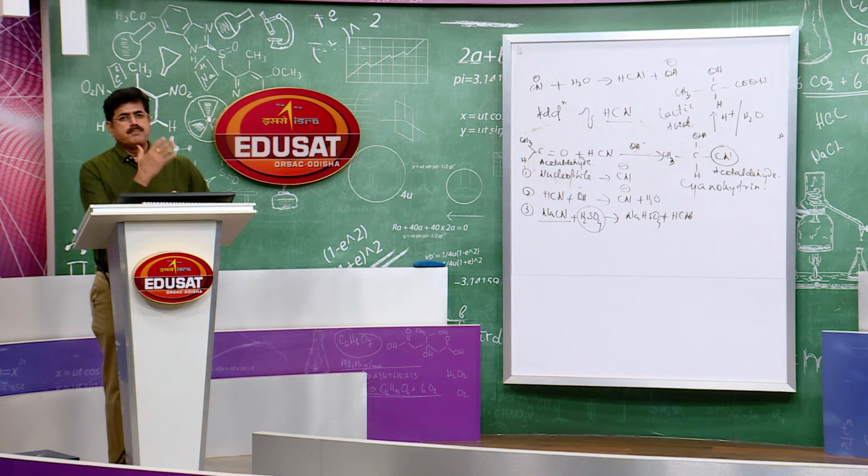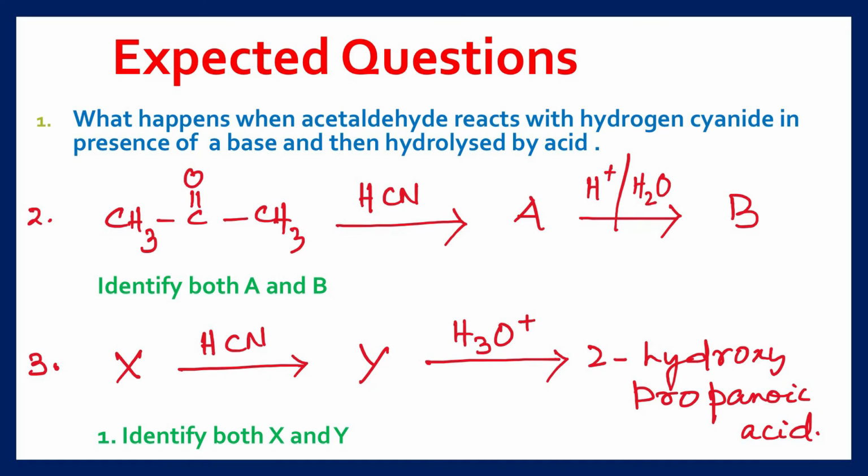The expected question based on this reaction: what happens when acetaldehyde reacts with hydrogen cyanide in presence of a base and then is hydrolyzed by acid? Acetaldehyde reacts with hydrogen cyanide to give acetaldehyde cyanohydrin, and upon acid hydrolysis gives lactic acid or 2-hydroxypropanoic acid. Second question: acetone with HCN gives A, then that A upon acid hydrolysis gives B.